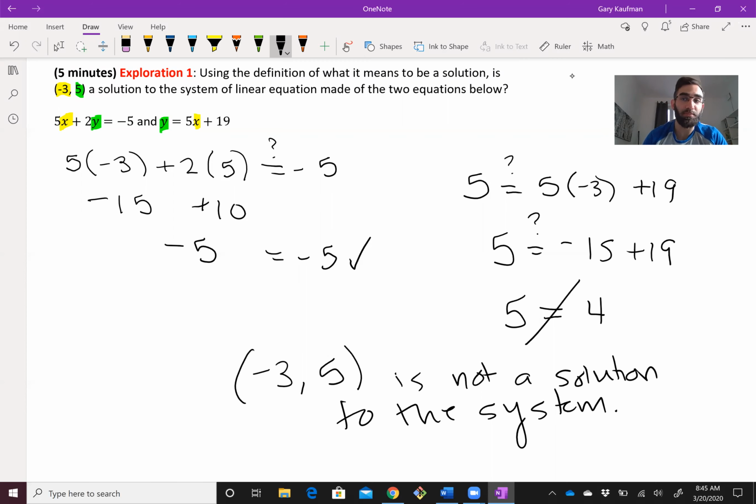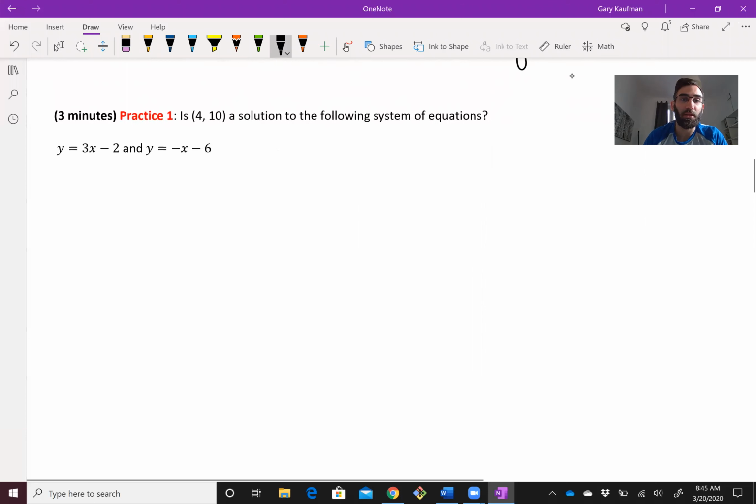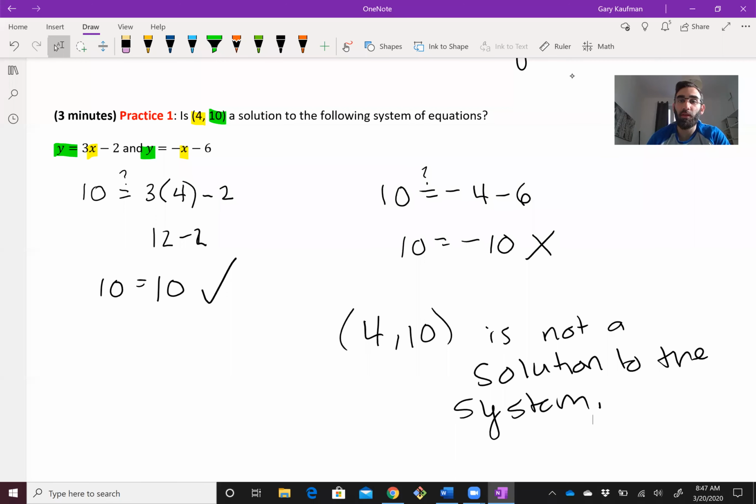Okay, so let's practice that a little bit. So is (4, 10) a solution to the following system of equations? Give it a shot. Hopefully you found that it is not a solution because, again, it worked for the first equation, but it didn't work for the second equation, and therefore it is not a solution to the system.